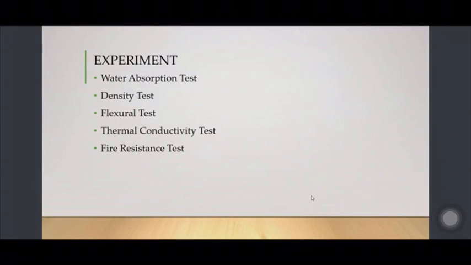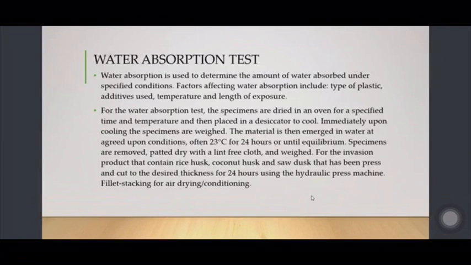So the main experiment is the water absorption test. Water absorption is used to determine the amount of water absorbed under specified condition. Factors affecting water absorption include the type of plastic, additive used, temperature, and length of exposure. The data shed light on the performance of the material in water or humid environments.